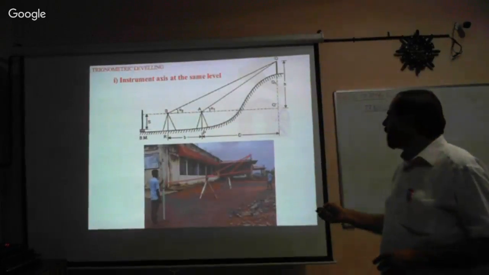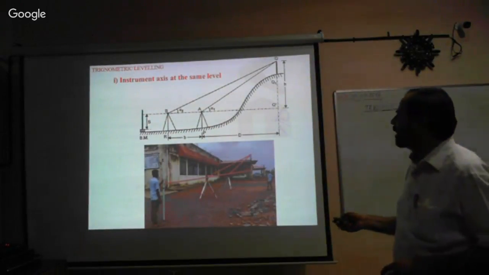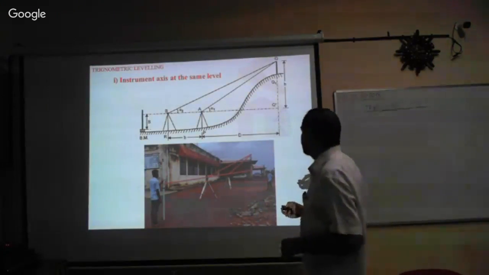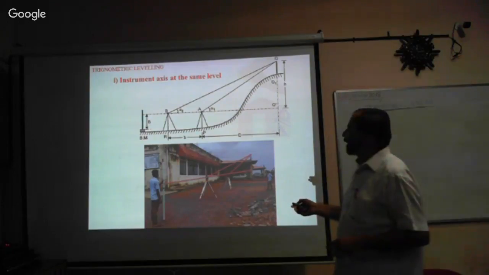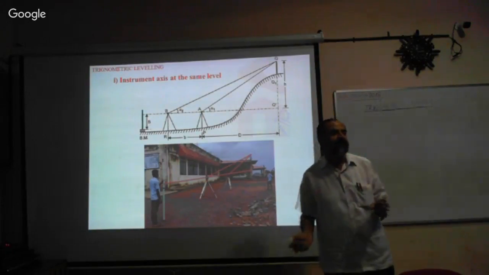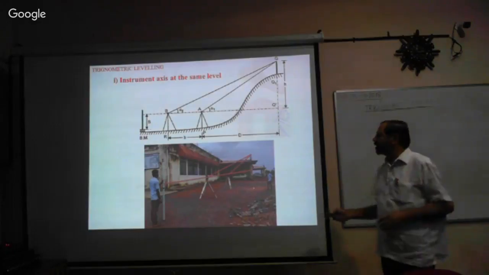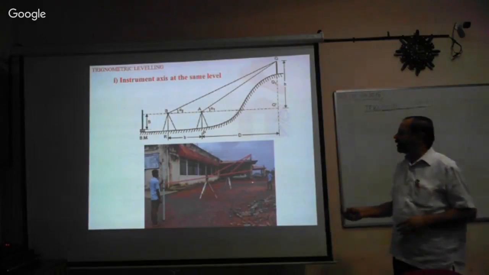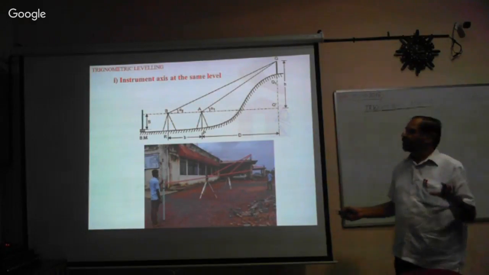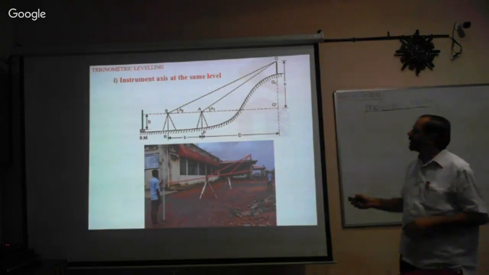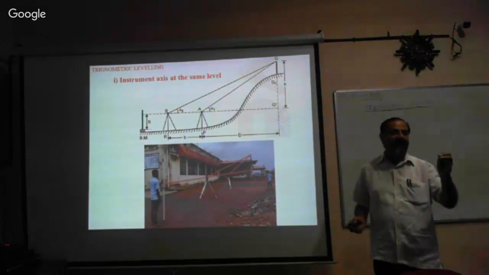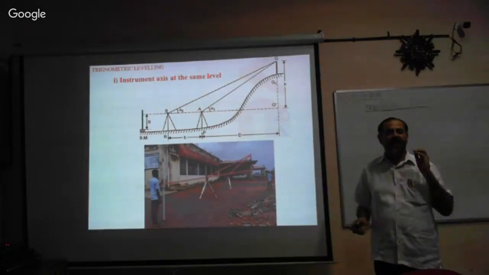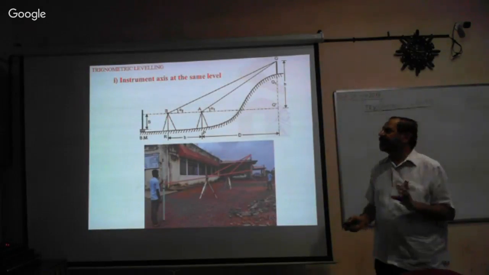Now see, for example, this is one example I have taken here. Let us assume that we are not able to reach this point. Now you see the instrument axis. When we are not able to reach the object, then this method will be adopted.